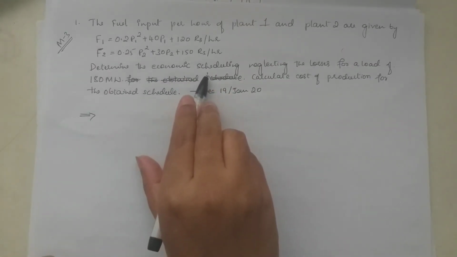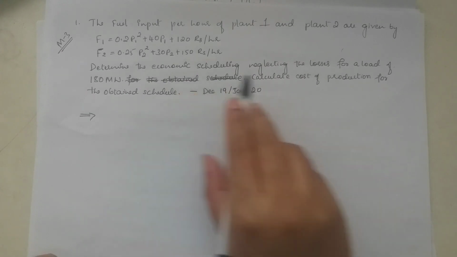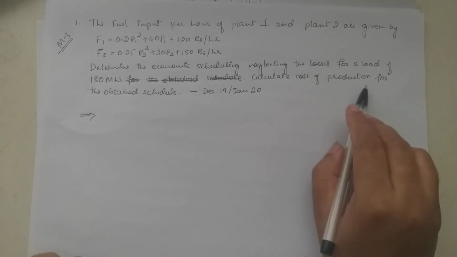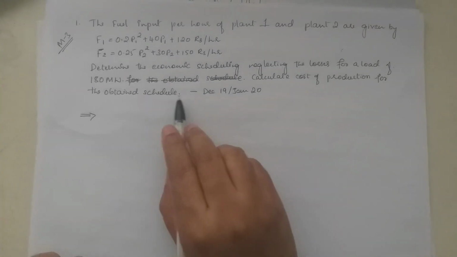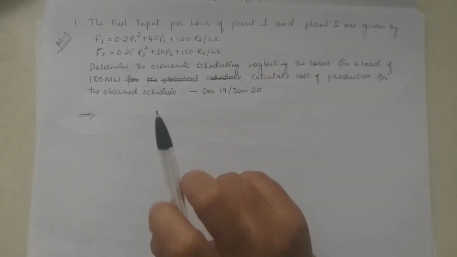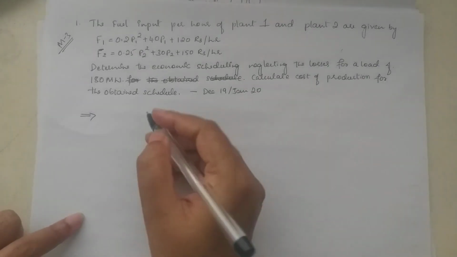Determine the economic scheduling neglecting the losses for a load of 180 megawatt. Calculate cost of production for the obtained schedule. This is asked in December 2019 question paper. So the solution goes like this.